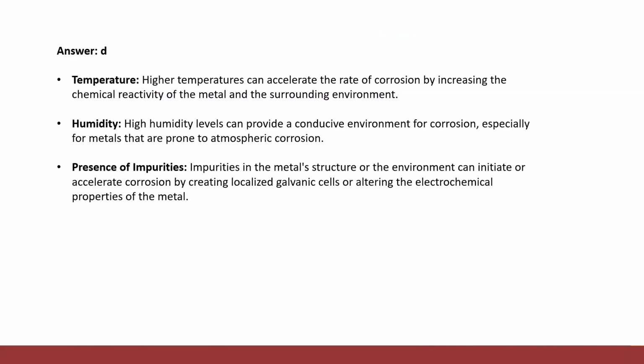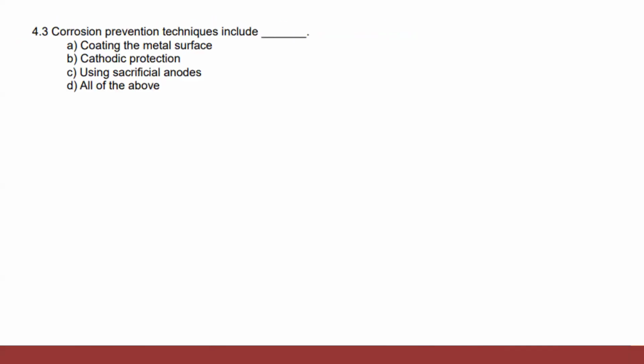Next one. Corrosion prevention techniques include coating the metal surface, cathodic protection, using sacrificial anode. What is the answer? Oh, there. So they are easy questions.